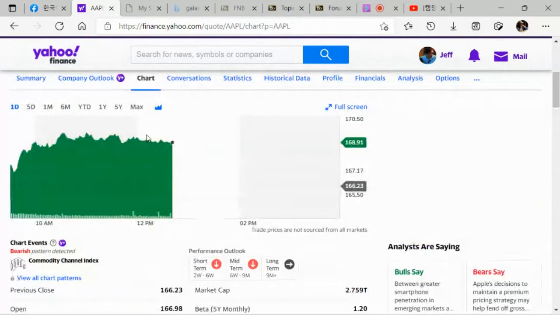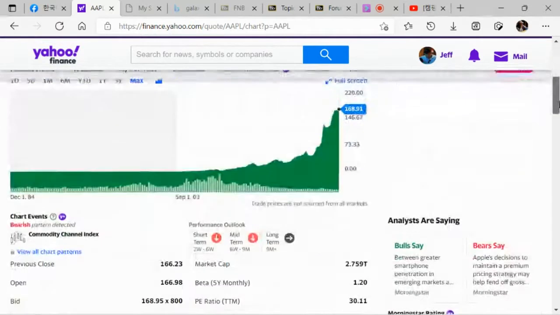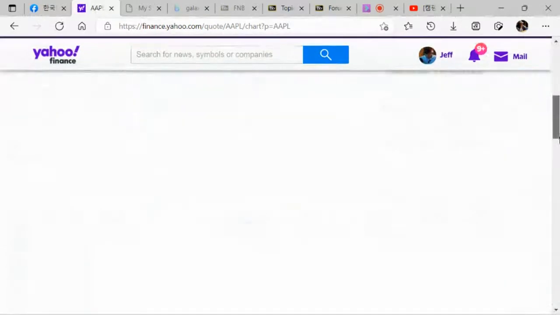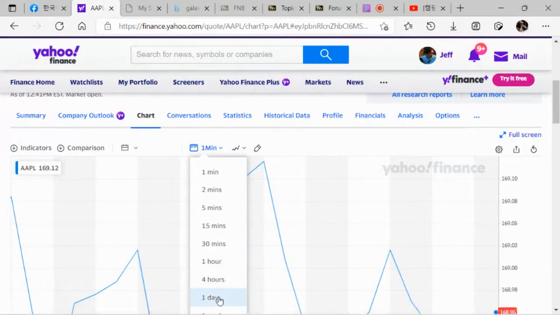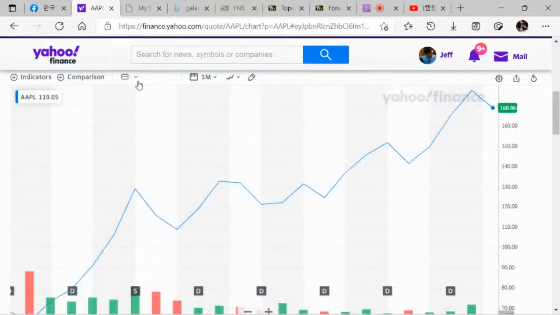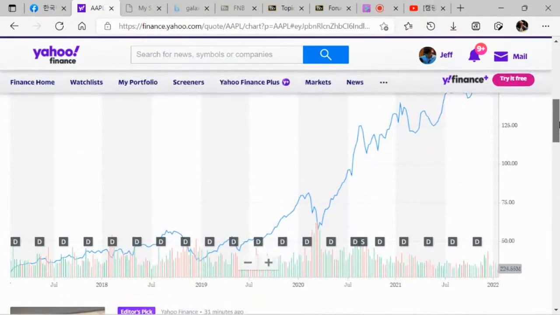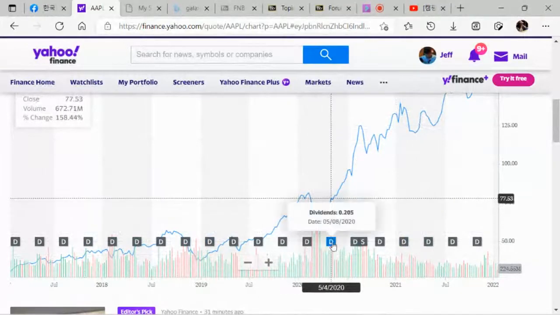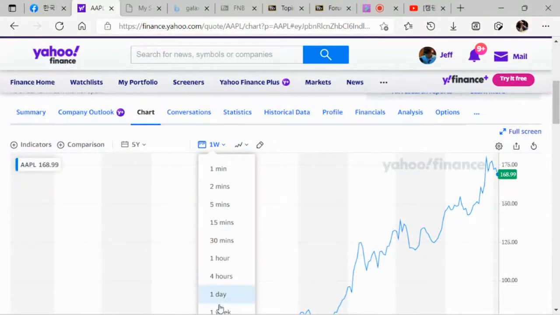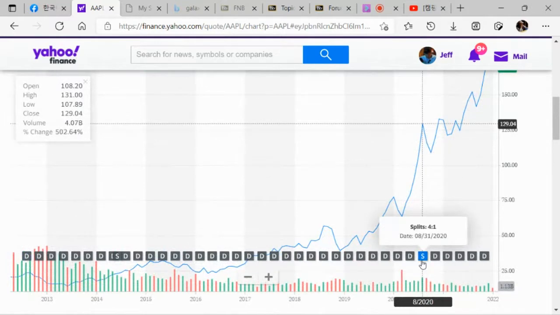We can first go to chart and click on max. Monthly for the maximum time frame, or maybe five years. You see these, that means dividends. Dividends were paid monthly. Those were when the dividends were paid. And you see S, that's when the stock split happened, right?